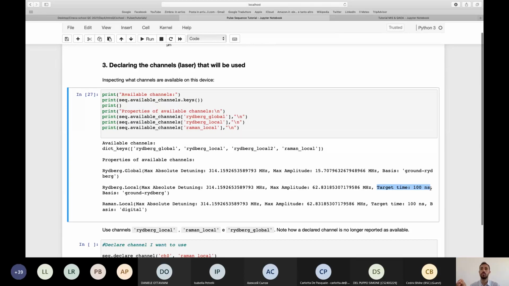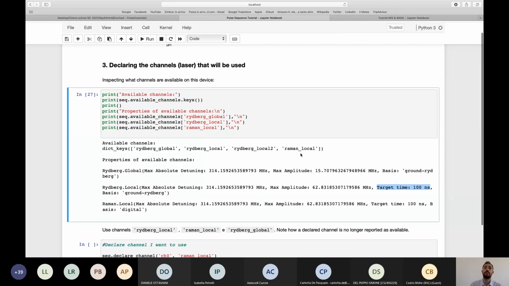So for example, if Rydberg local was at first acting on qubit 1, and then you say, no, Rydberg local, don't act on qubit 1 anymore, but control qubit 4, the laser needs 100 nanoseconds to find qubit 4 and operate on it. That's the meaning of target time.